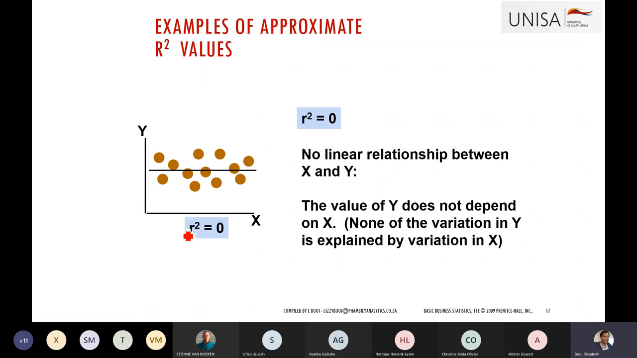So when R is equal to 0, because there is no relationship, if R is equal to 0, then it means your R squared will also be equal to 0. And therefore, it means there is no relationship between your X and your Y. And how you will interpret the R squared, you will just say the value of Y does not depend on the value of X, because none of the variation in the values of Y can be explained by the variation in the values of X.